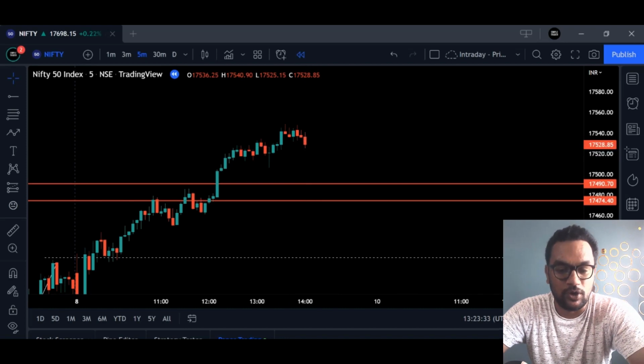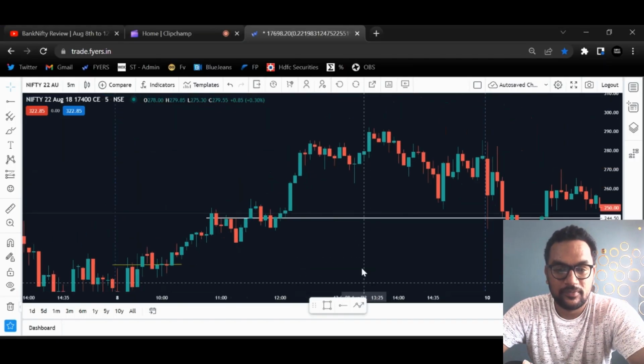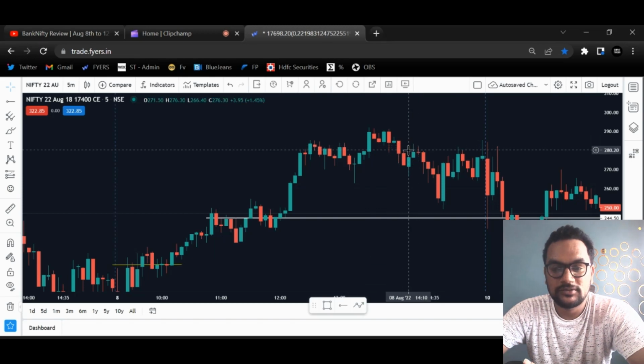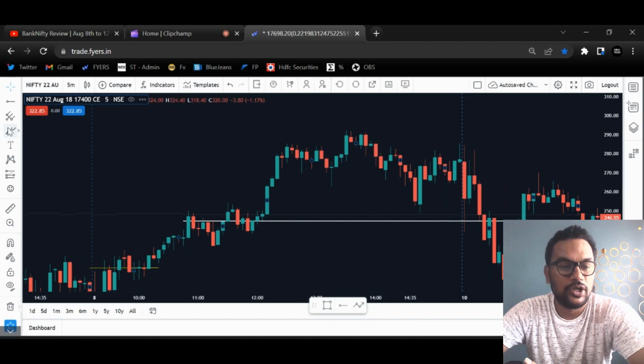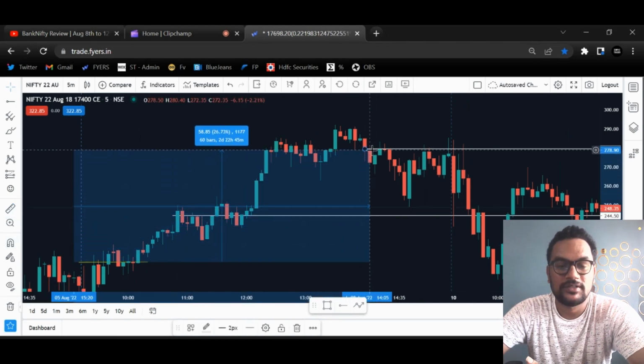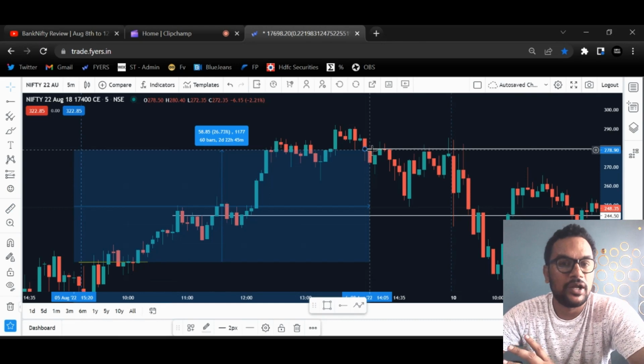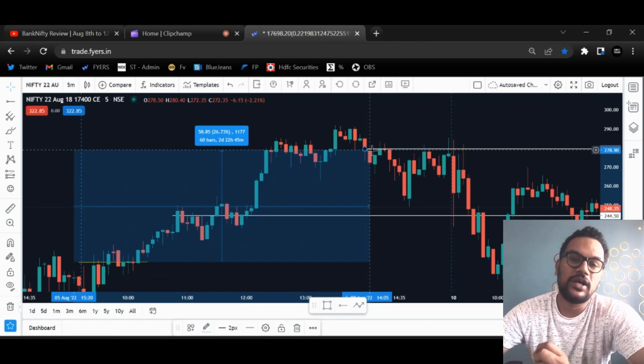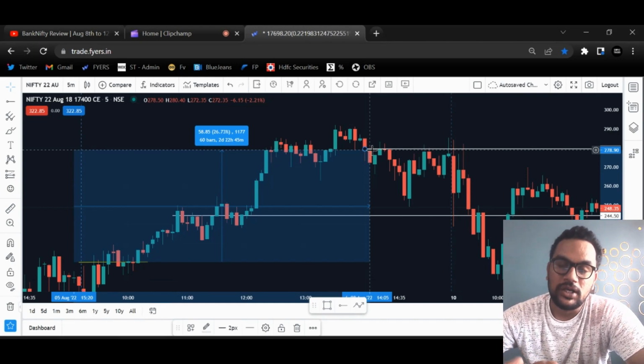Exactly, we are at 2:32. So your price is somewhere at 279. Your entry is here. This is your price, a 58 to 60 rupees movement for keeping an SL of 10 rupees. Now, your risk reward is 1 is to 6, right?